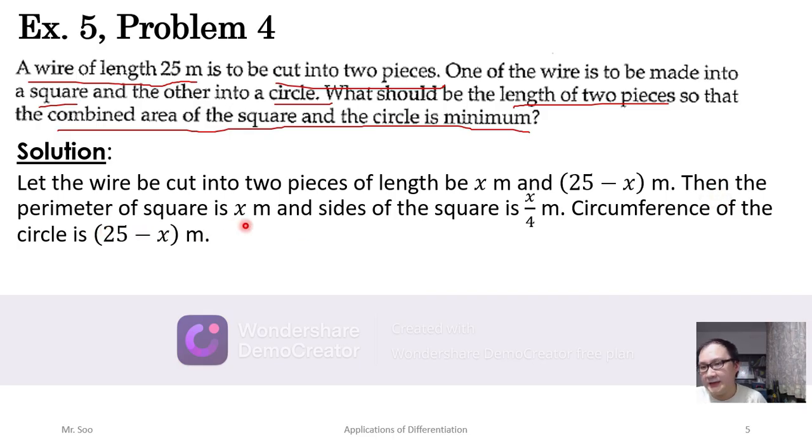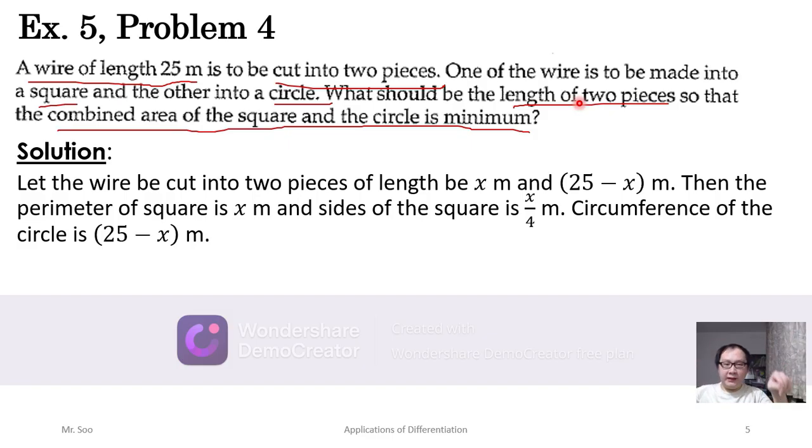I say this statement, then the perimeter of the square is x meter. Why is it perimeter? Because our aim is to find the length of the two pieces, meaning the x and the 25 minus x, such that the combined area of the square and the circle is minimized, or at its minimum. So in order for us to find the total area when it's minimized, first we need to work out the perimeter.